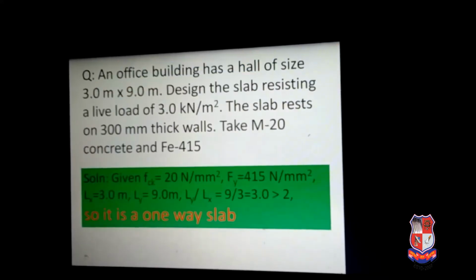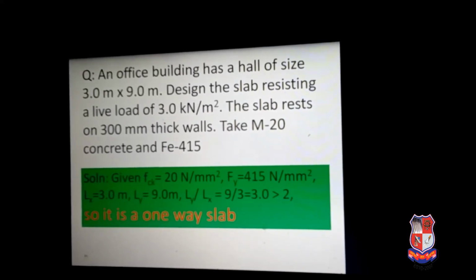Now we'll take up a design problem. If you read, an office building has a hall of size 3 meter by 9 meter. Design the slab resisting a live load of 3 kN per square meter. The slab rests on 300 mm thick walls. Take M20 concrete and Fe415 steel grade.